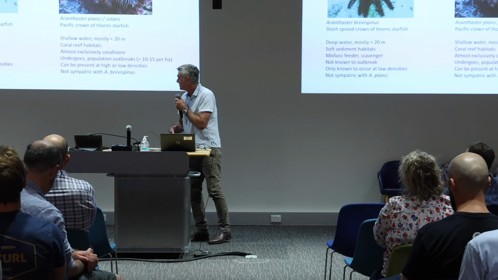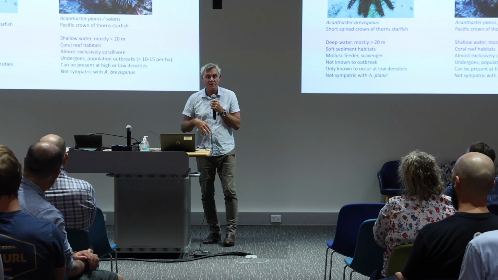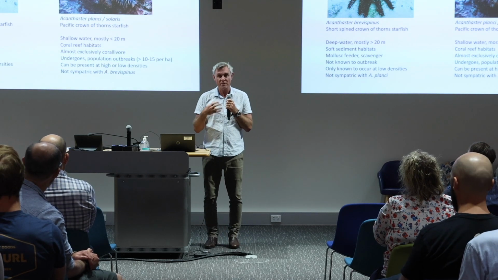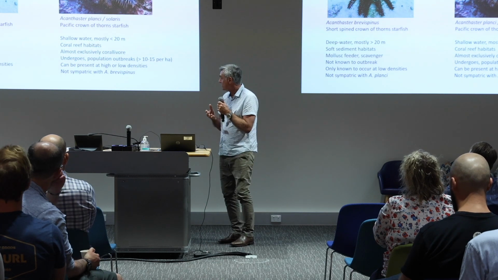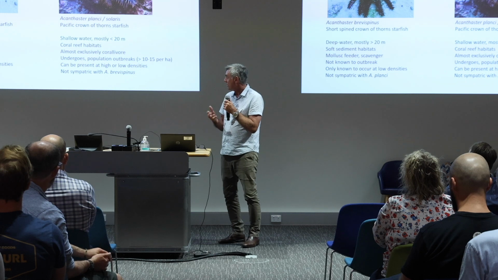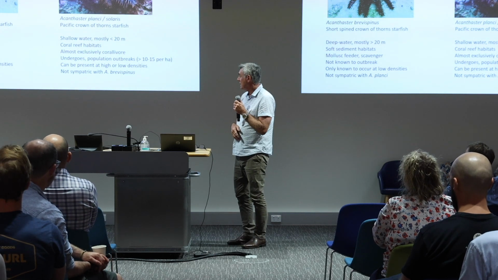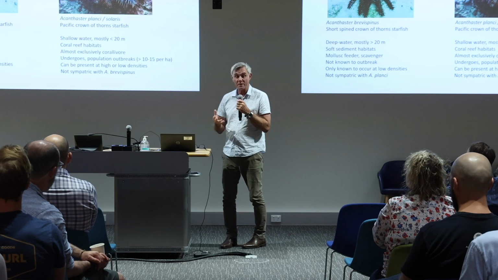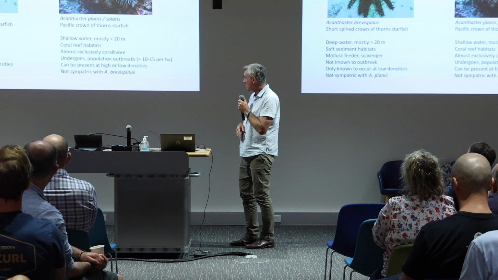Short spine crown-of-thorns starfish are generally regarded as being deep water, soft sediment habitat species, predating on things like scallops, carrion scavengers, not known to outbreak, only known at low densities, and until recently hadn't been observed sympatrically with Acanthaster planci.